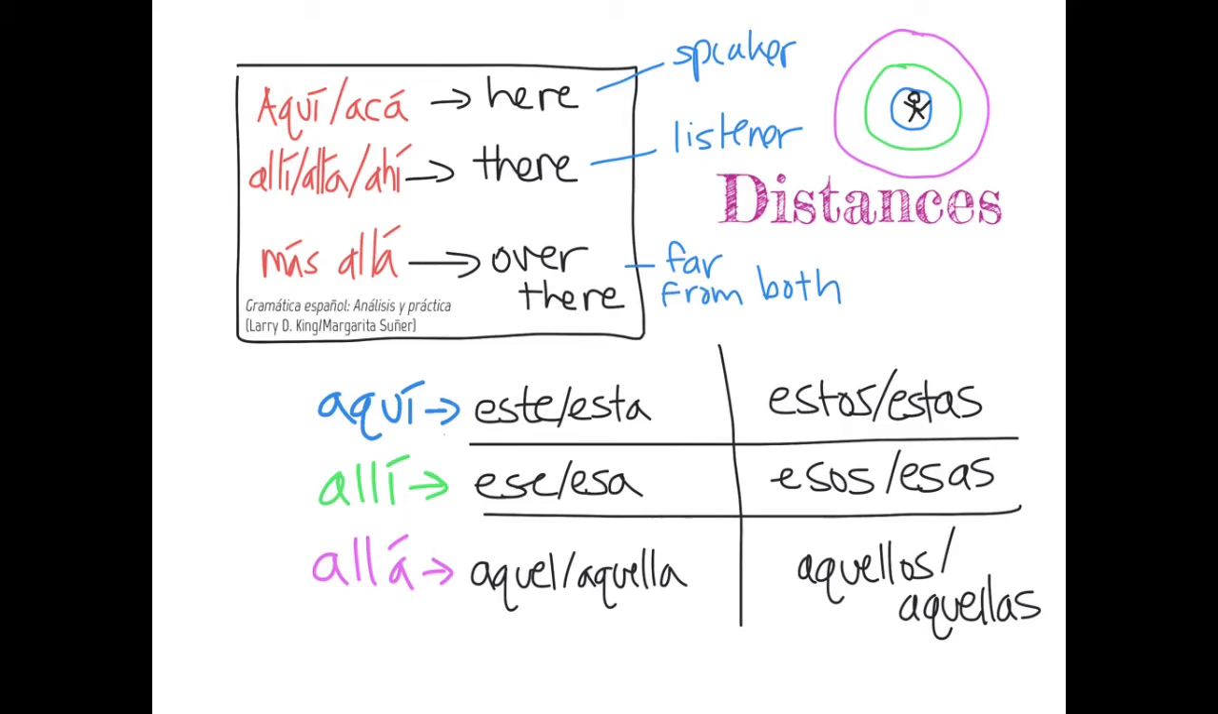So those are our distances to keep in mind. Aquí, closest, allí, a little bit further, allá, furthest away. And they're corresponding rows of demonstrative adjectives, so we know which one to use, beyond just translation.